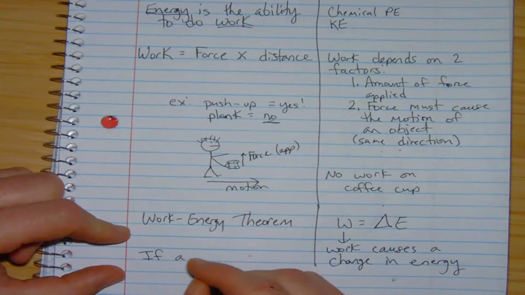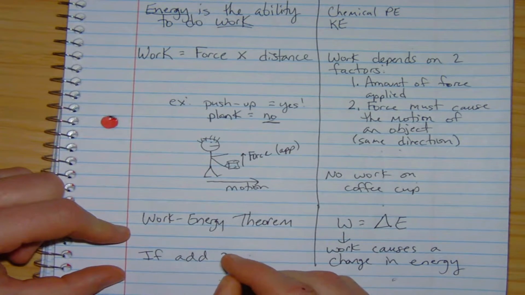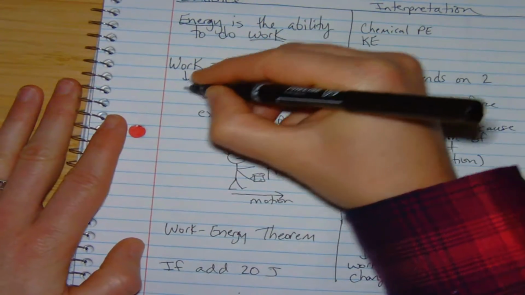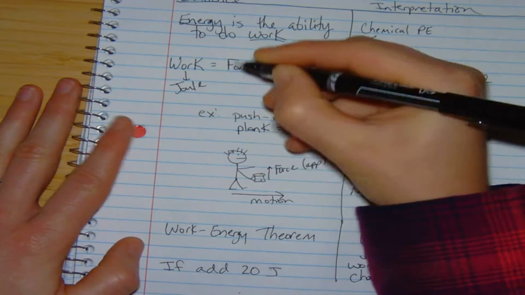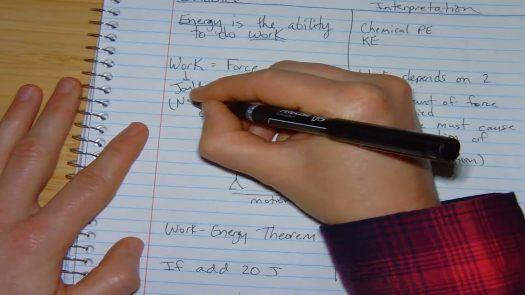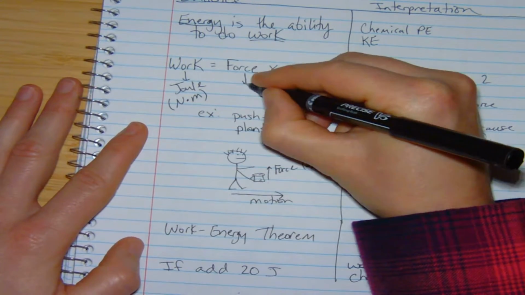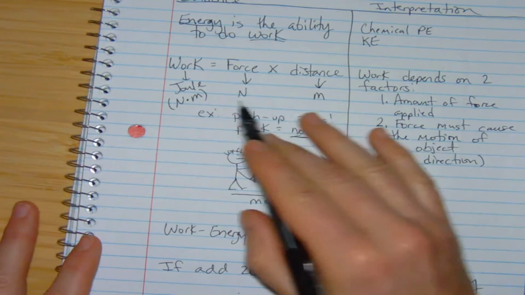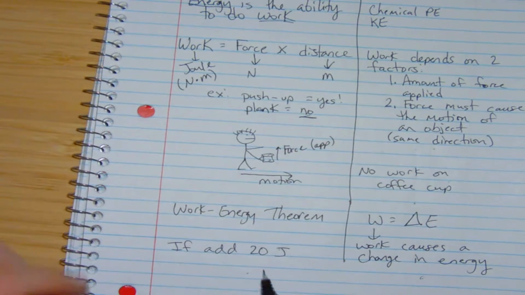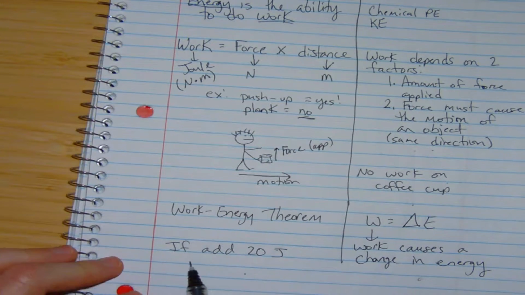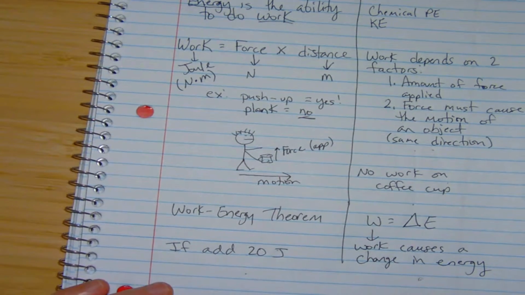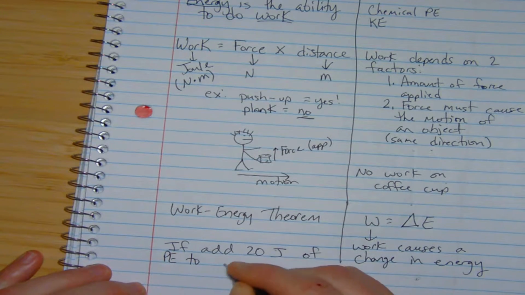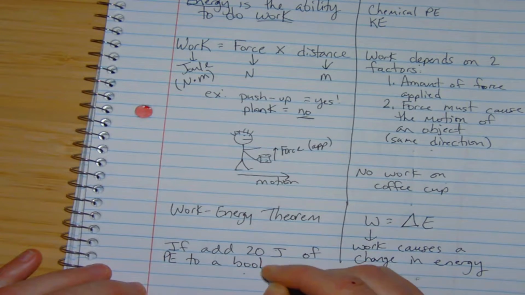So if we add 20 joules, the unit for work is a joule. We should probably say that. It's a joule. You're also going to see it as a Newton meter because force is in newtons, and distance is usually based on a meter, multiplied as a Newton meter. These two are interchangeable. So if I add 20 joules of potential energy to a book, so I'm going to take a book and put it up on a shelf.